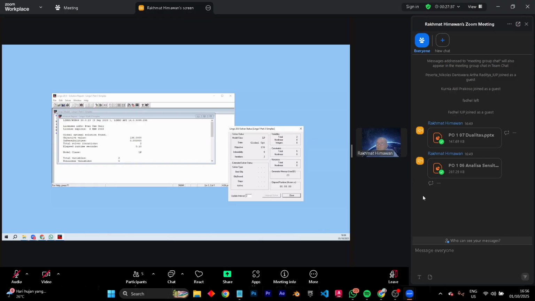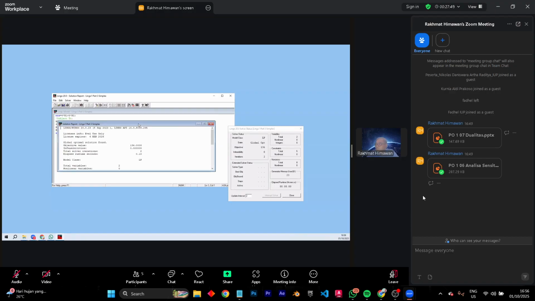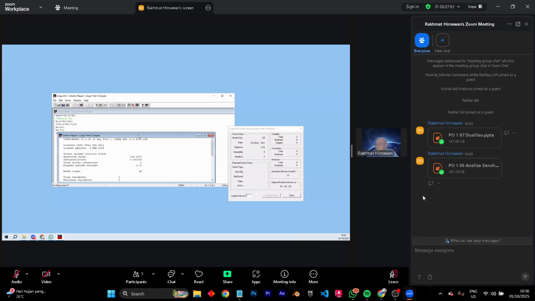But the time is usually very limited, so be mindful of that. And this is the LINGO output that I showed you. For this problem, LINGO only used two iterations, meaning if you do simplex, we might just do two iterations as well. So this is a good example for you to practice.